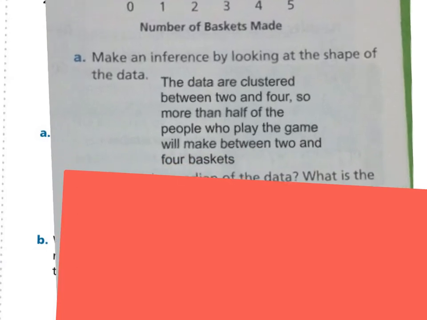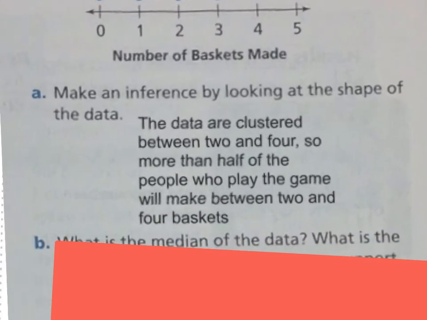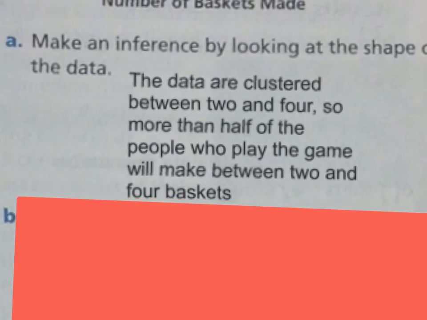So there are different ways we could answer this, but we might notice the cluster there, and by that we could say that if we count them up, there's actually more than half of the people that made between 2 and 4 baskets. We could also talk about the least amount that anybody made was 0 baskets. The most anybody made was 5 baskets.